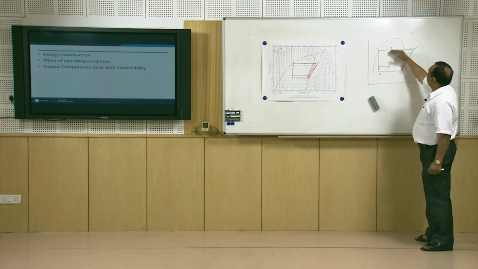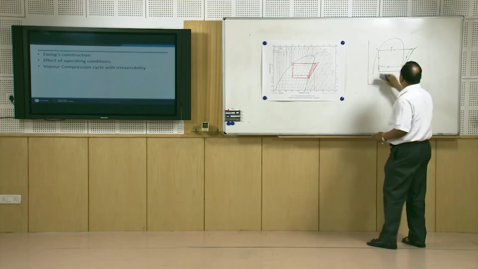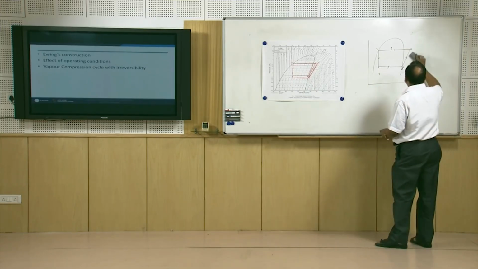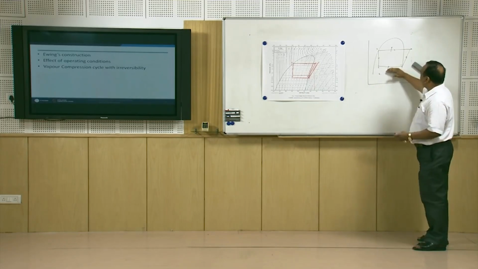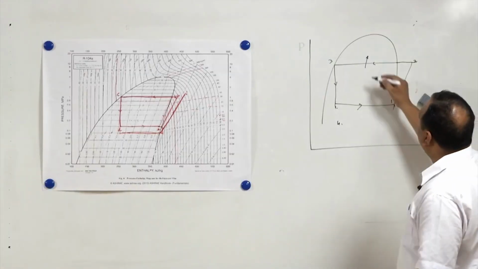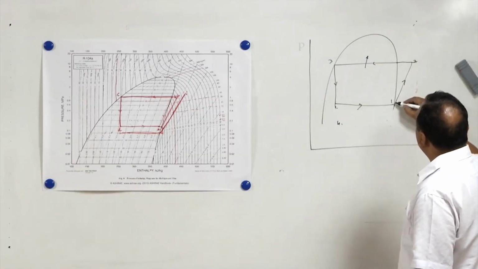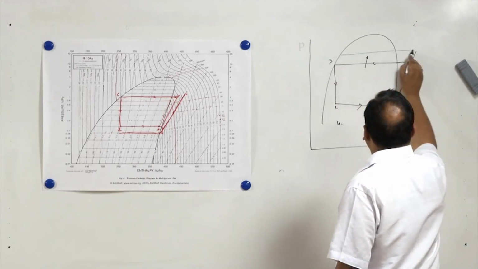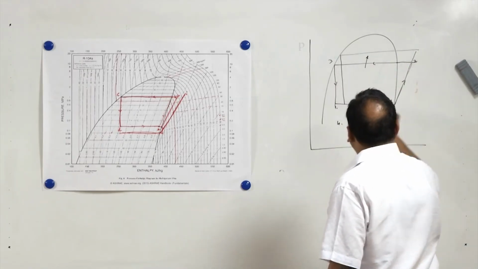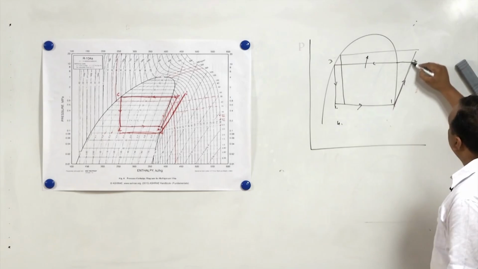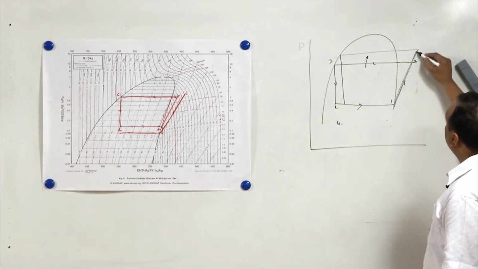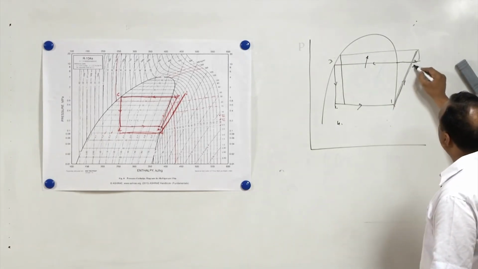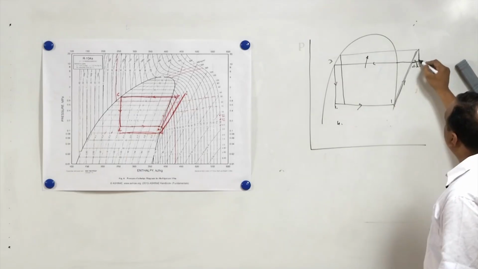When the pressure of the condenser rises, let us take again the original cycle, and now instead of reducing the pressure of the evaporator, the pressure of the condenser is increased. When the pressure of the condenser is increased, the compressor will consume more power. This is the additional power which is going to be consumed by the compressor.